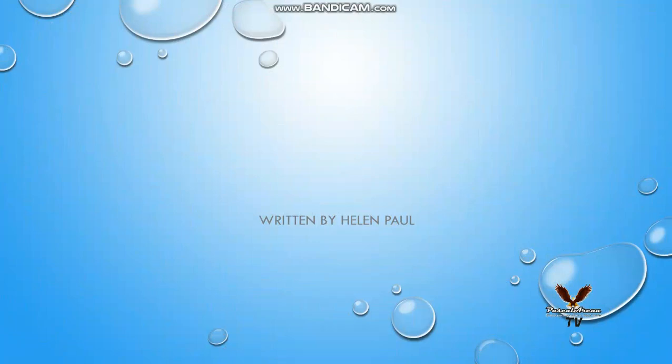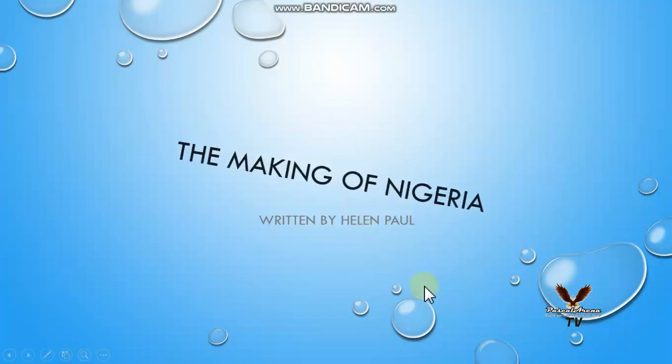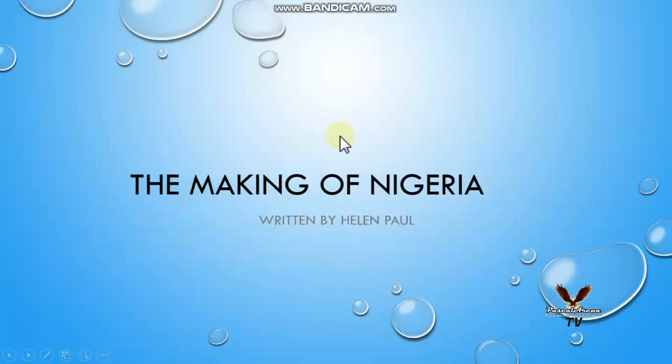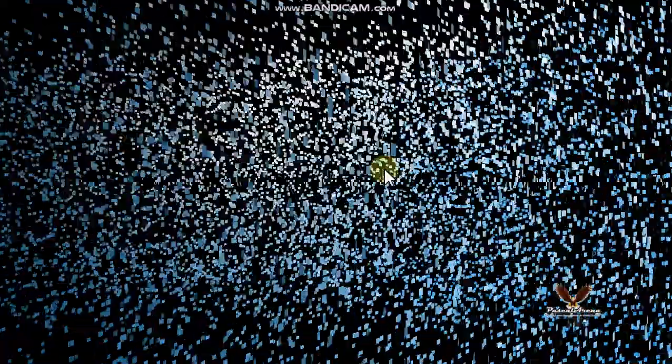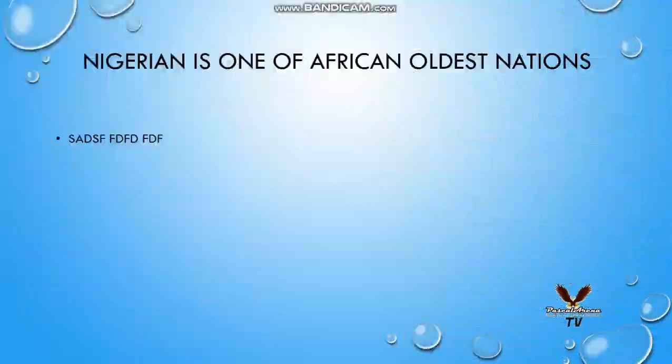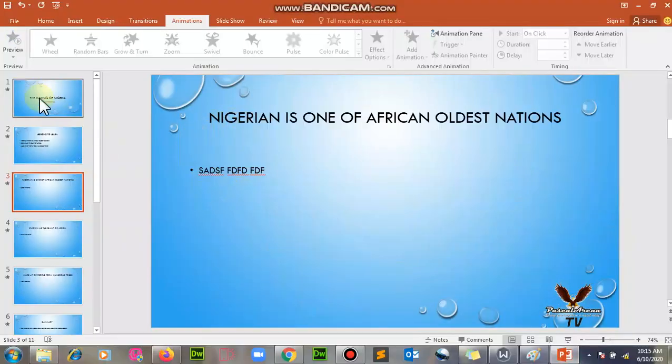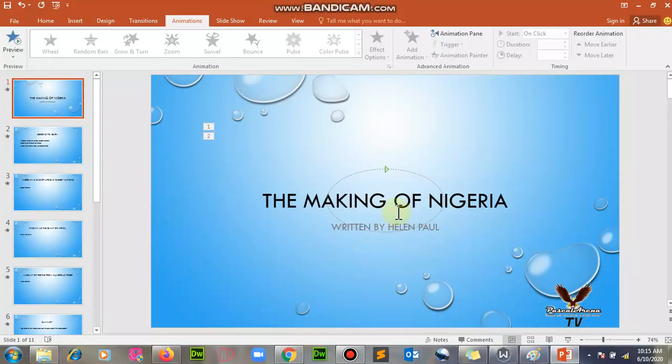So we designed this to be working only on mouse click, so you have to be pressing the mouse to make it appear. It's always better to choose on mouse click so that you can do some little narration, explanation as these pages appear one after another. Okay, so you right click on top of this and click on end show. Let's go back to where we were before, where we designed this slideshow.